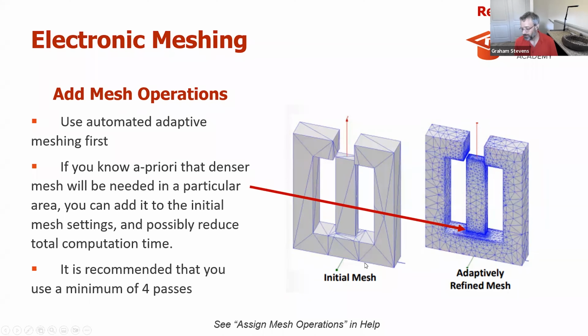But of course, when you do that, you might be telling it to put too much mesh in somewhere that's not needed as well. So you can slow things down as well. So you want to be careful with this adding mesh operations, but it is useful and sometimes a good way to speed things up. And as you're doing that, make sure that you do a minimum of 4 passes rather than just meshing a whole lot of mesh and doing it in 2 passes. Kind of negates the whole advantage of your adaptive meshing.